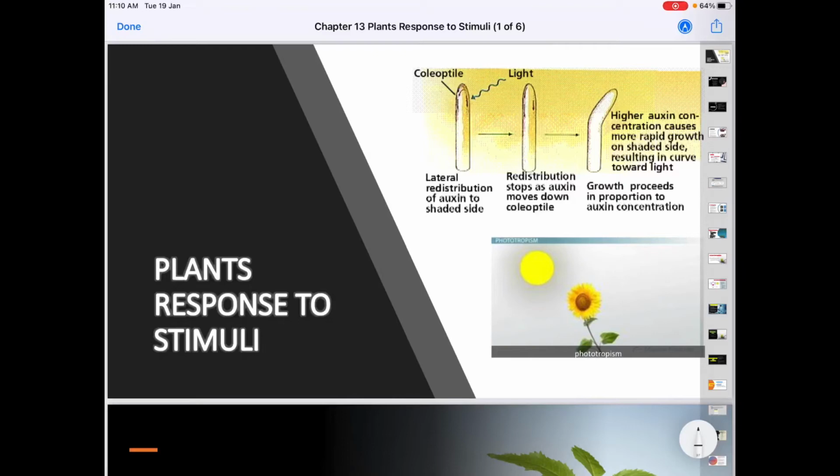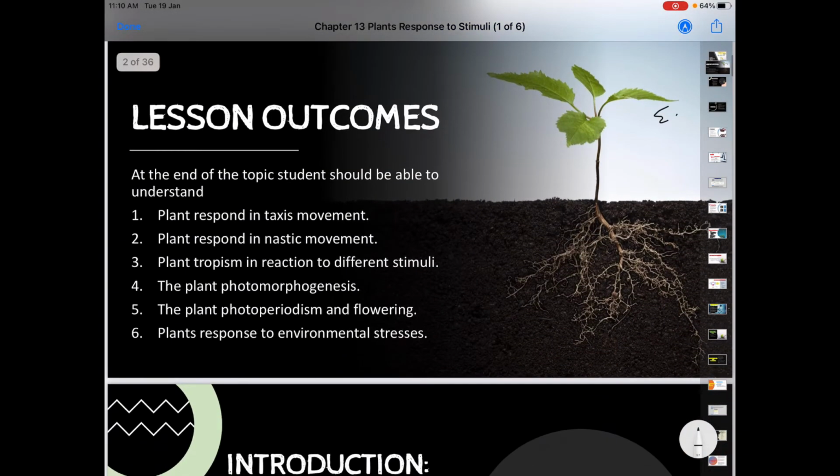For plant response to stimuli. In this chapter, we are going to learn about the types of response in plants. At the end of the topic, you should be able to understand the plant response in taxis movement. Taxis refers to any stimulus.